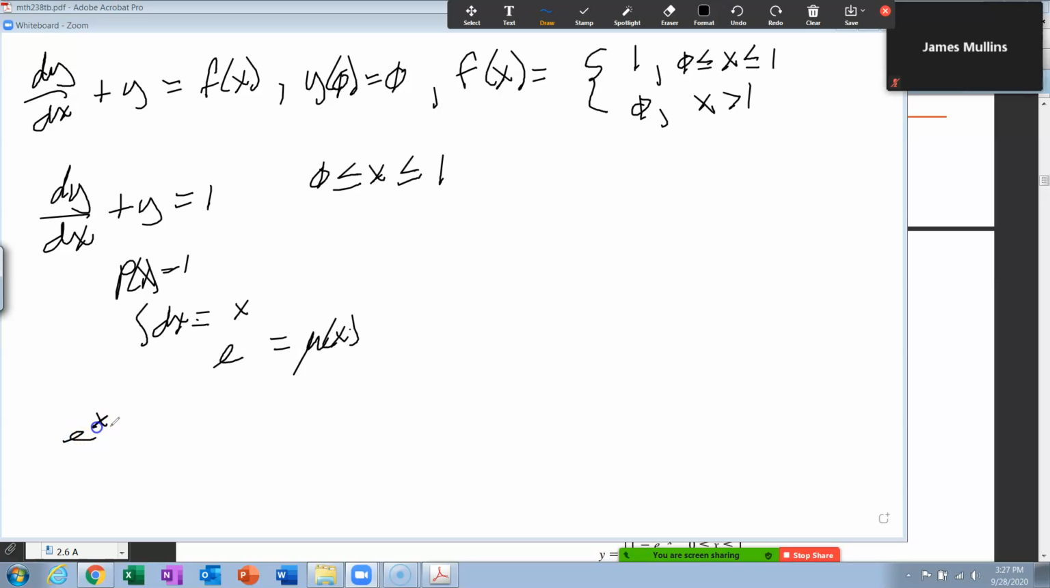and this is e to the x dy/dx plus y e to the x is equal to 1 times e to the x, because you're multiplying everything on both sides by e to the x.